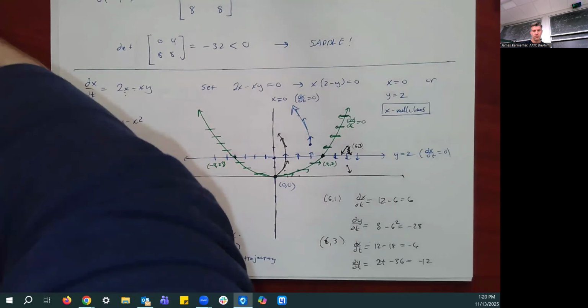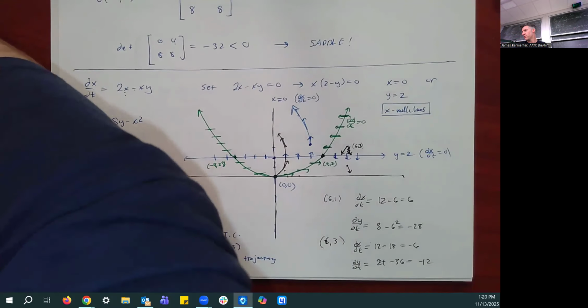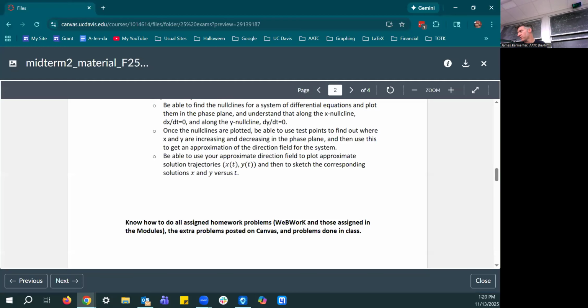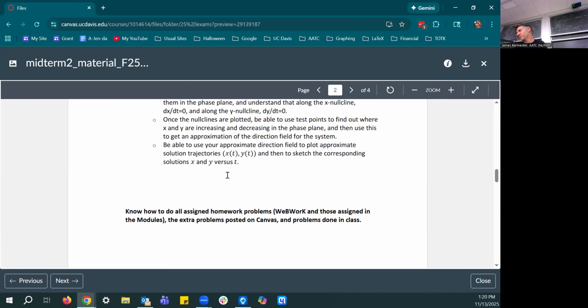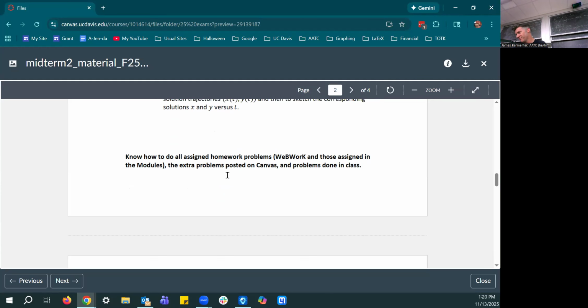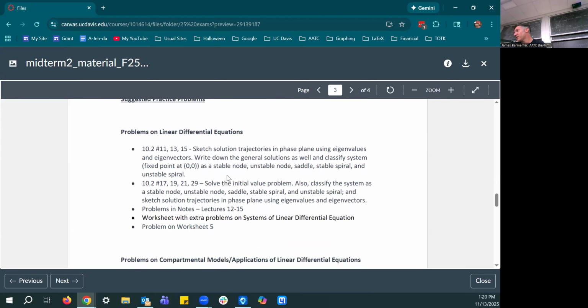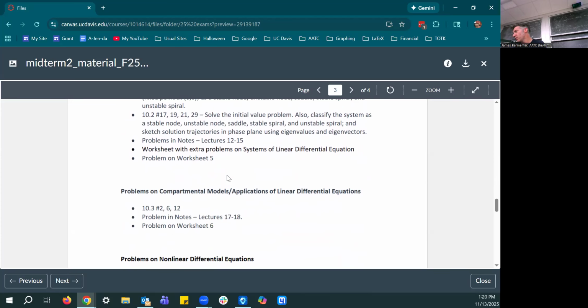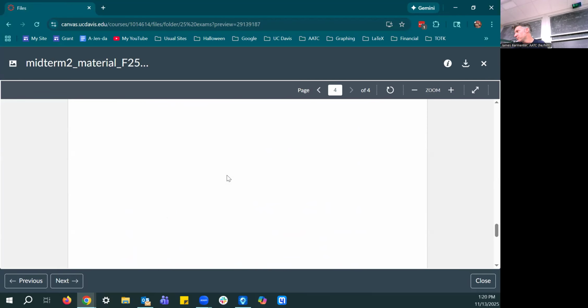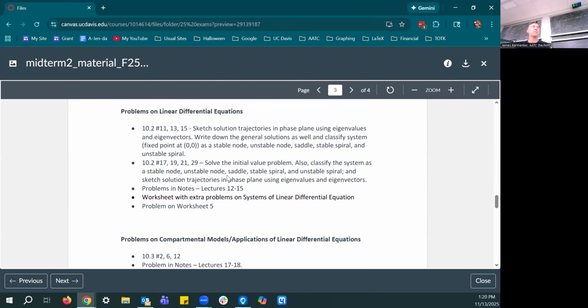Okay. Let's see what else we have. With all the words that your instructor has written. Sure. You know how to do all the homework problems, the extra problems on Canvas and problems in the class. No big deal. Just know how to do everything, right? Suggested practice problems. Okay, cool. So here's stuff to work on. I would encourage you all to work on the problems he has posted here after you finish your homework assignment that's due, whatever day it's due. In a couple days? Yeah. All right.